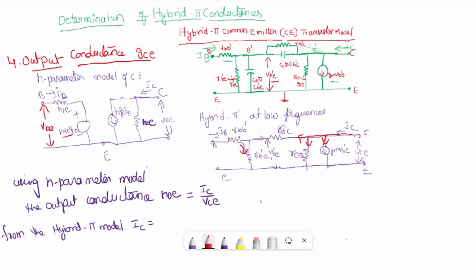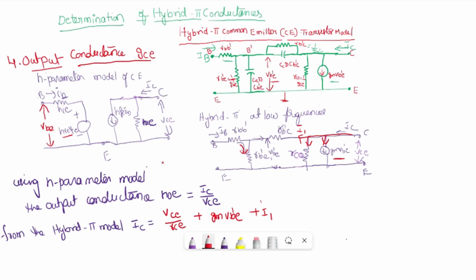This is IC, this one, and this one. It has three parts totally. What is the first one? IC is equal to, I'll take the rce value, VCE by rce, means the current through rce is the voltage by resistance, plus another is there, that is gm Vb'e. Let us assume the current flowing through this input side as I1, plus I1.